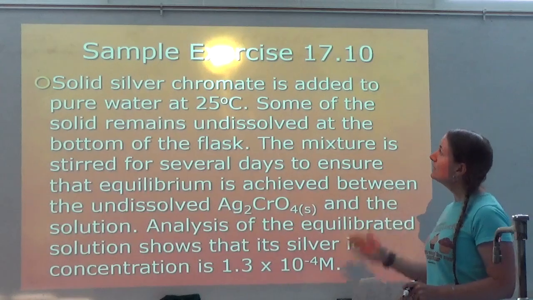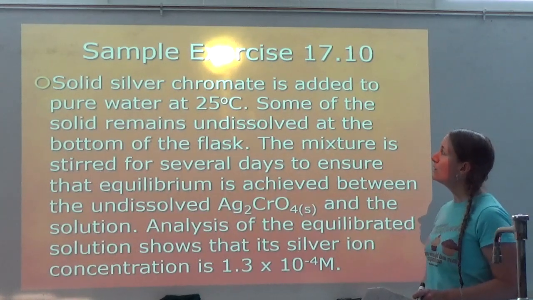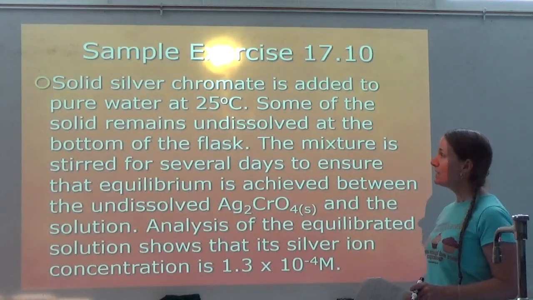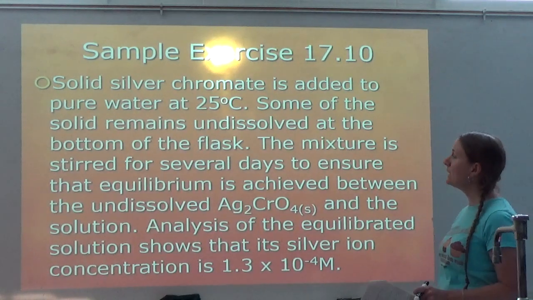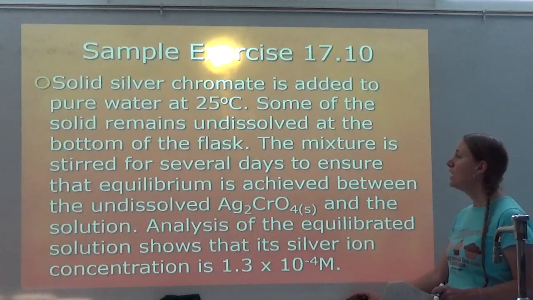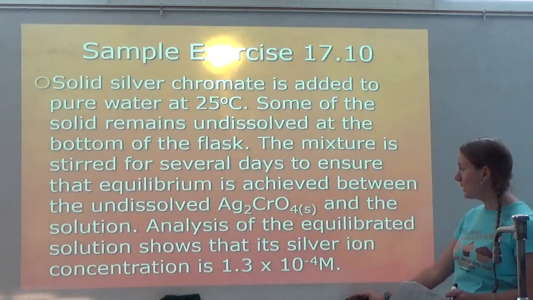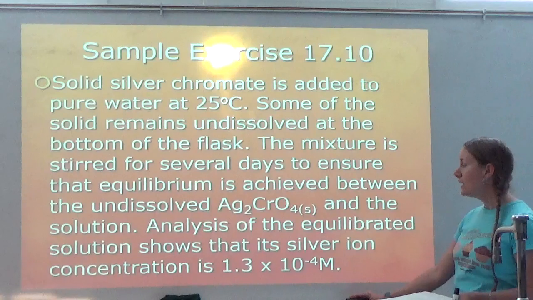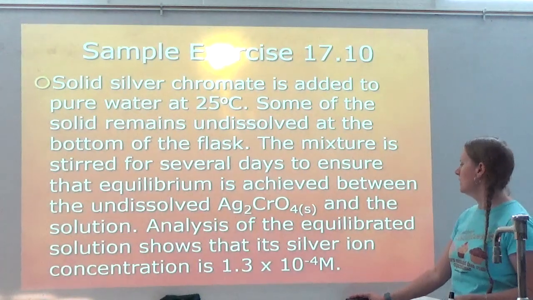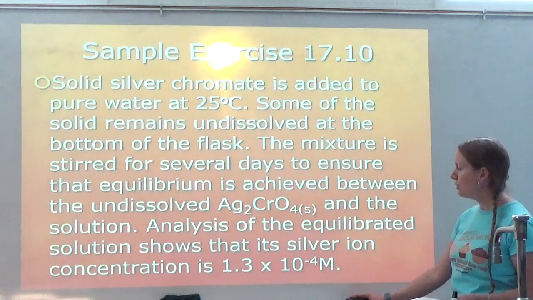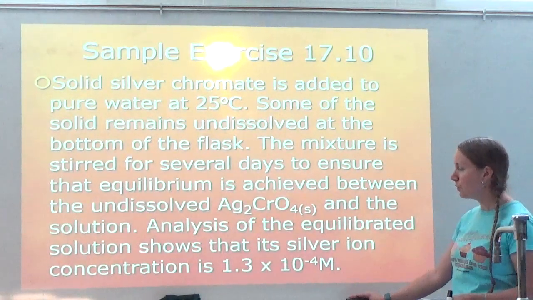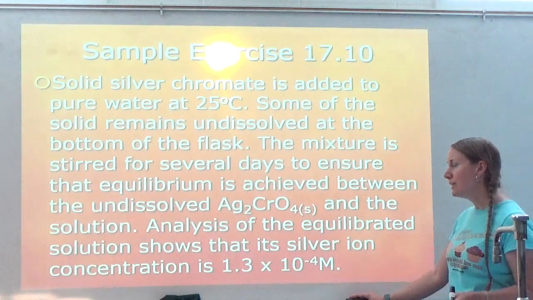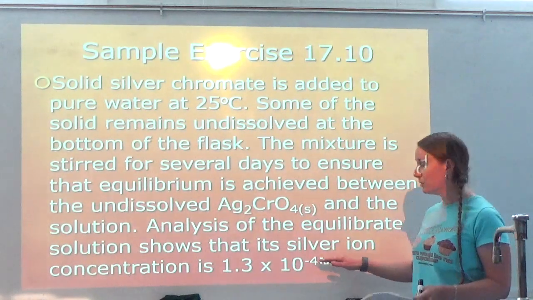Alright, so it says solid silver chromate is added to pure water at 25 degrees Celsius. Some of the solid remains undissolved at the bottom of the flask. The mixture is stirred for several days to ensure that equilibrium is achieved between the undissolved silver chromate and the solution. Analysis of the equilibrated solution shows that its silver ion concentration is 1.3 times 10 to the negative 4 molar. Okay, this question continues on the next slide, so I'm almost positive I will need this.